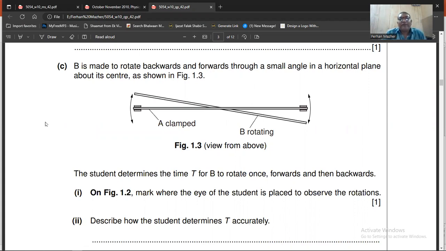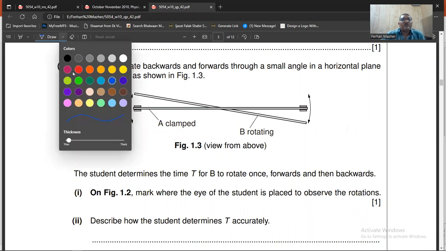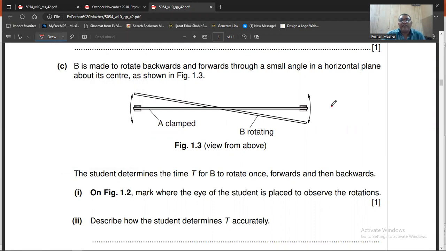The student determines the time T for B to rotate once forwards and then backwards. On figure 1.2, mark where the eye of the student is placed to observe the rotation. So if you want to check the rotation, the eye must be placed here, exactly in front of this position.